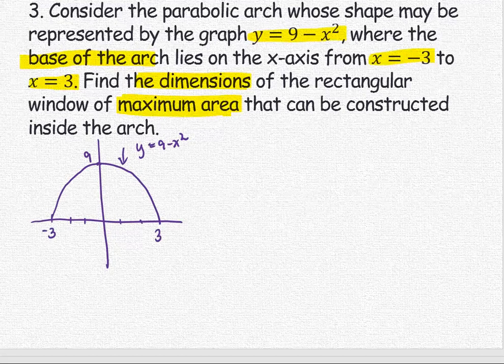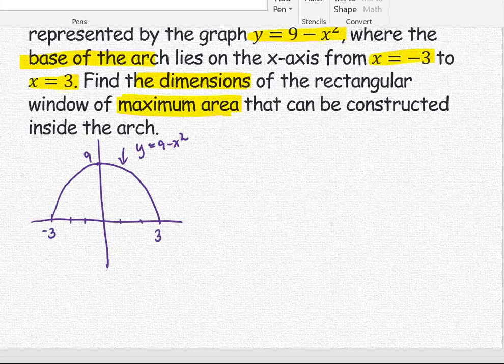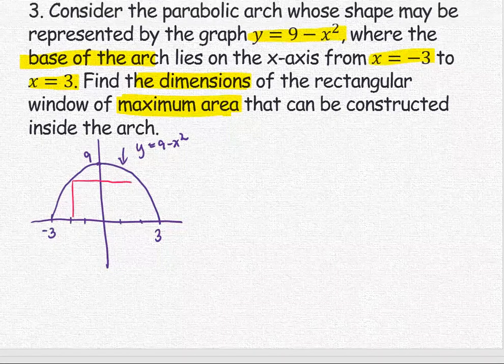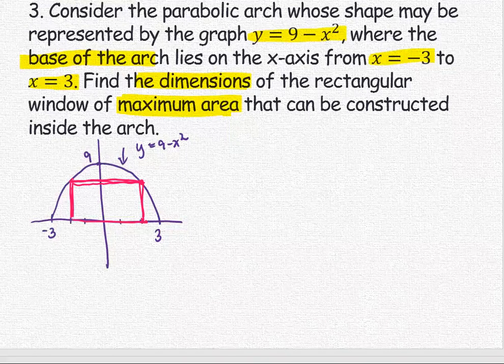We're going to find the dimensions of the rectangular window of the maximum area that's constructed inside of the arc. So inside, that means the top left and top right ends here will be on the curve y equals 9 minus x squared. Do you have questions on the figure? No. Okay. So the goal is to find dimensions.